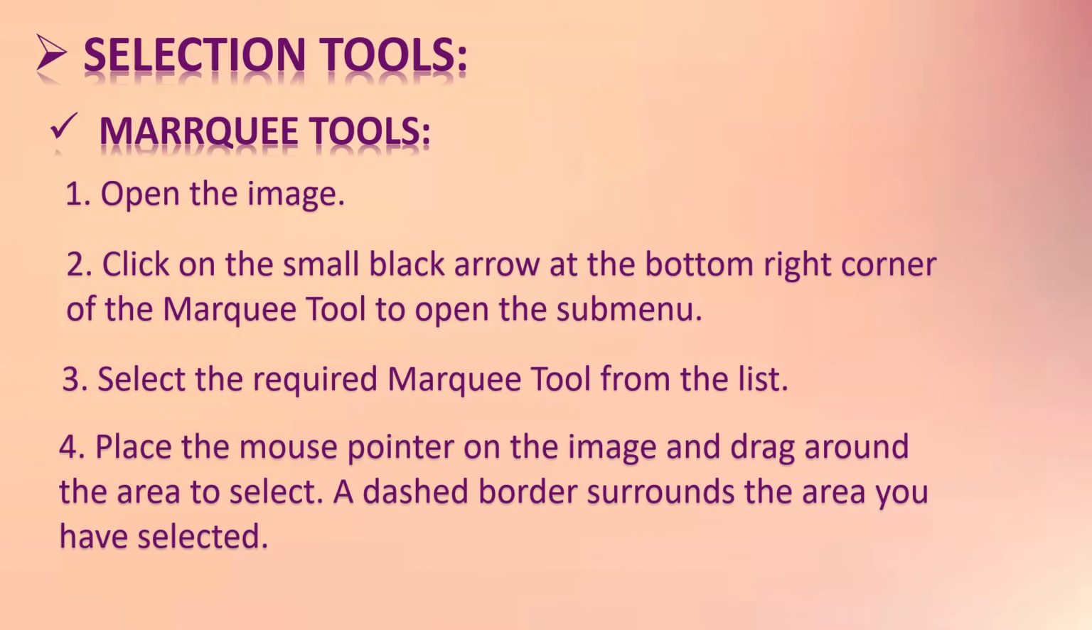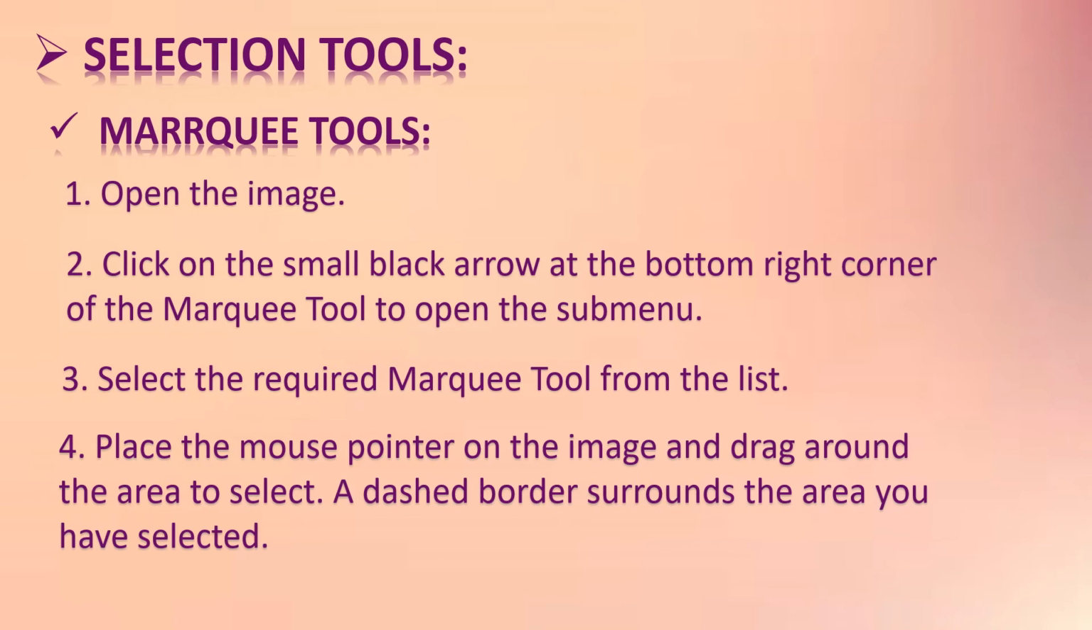Selection tools. They are divided into two major groups, the Marquee tools and the Lasso tools. Marquee tools: you can select the areas of an image in rectangular, square, elliptical or circular shapes.